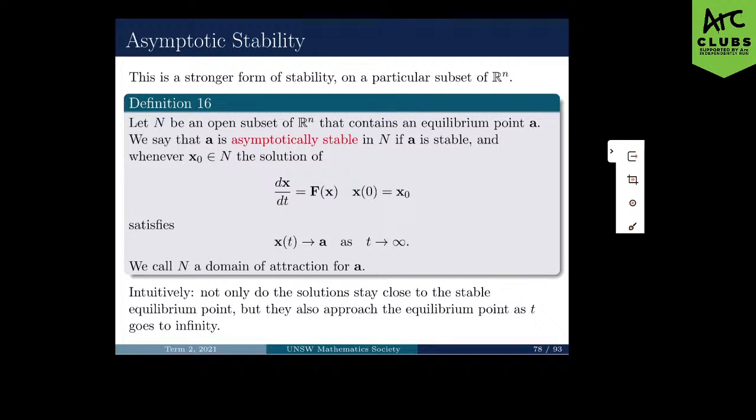Intuitively, this means that not only do solutions stay close to the equilibrium point, but they also approach the equilibrium point as time goes to infinity. With the asymptotic stability definition, we kind of forget about the open subset thing because we have much nicer properties when, once again, we have an autonomous system that is linear. So let's talk about that.